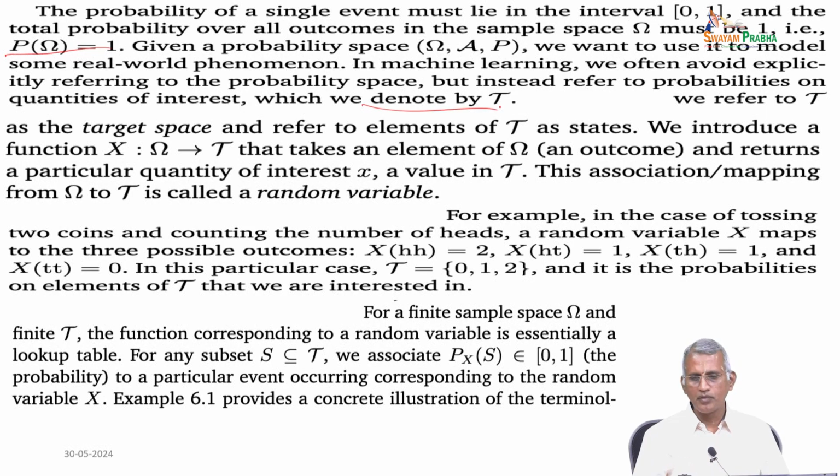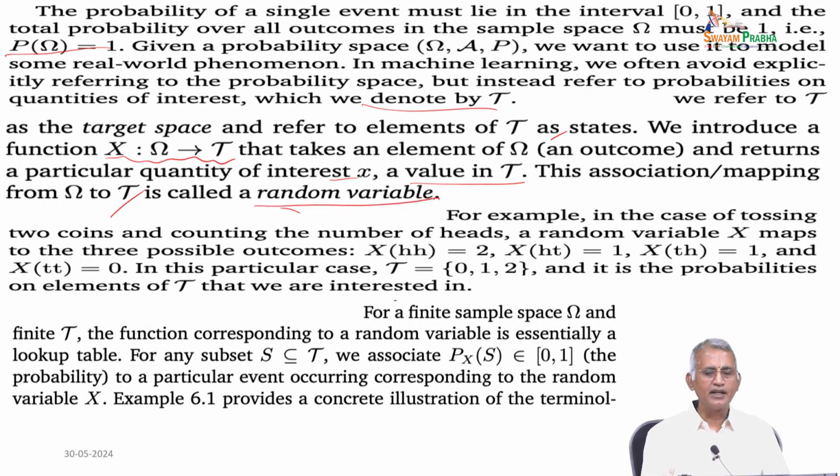So, we denote by T the target space and refer to the elements of T as states. We introduce a mapping from the sample space to T, the target space, and X is the function. So, X of omega equals t: it takes the element omega, an outcome, and returns a particular quantity of interest, the value in T. This association, the mapping of omega to T, is called a random variable.